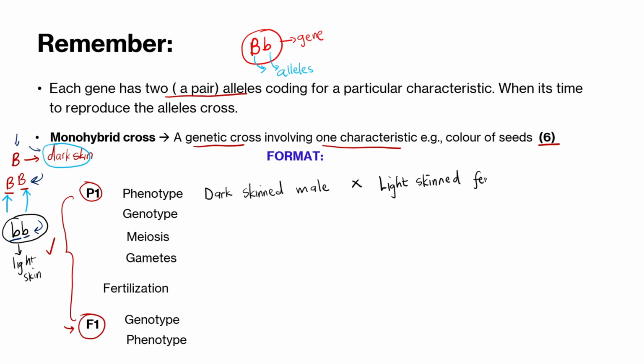So that is my what? That is my phenotype. Now the genotype: I've said that mine is capital letter B, capital letter B. And her genotype is small letter b, small letter b. So I've got two things here, and they must correspond. In this case, you can see that my dark-skinned male has a genotype BB, and my light-skinned female has a genotype bb.